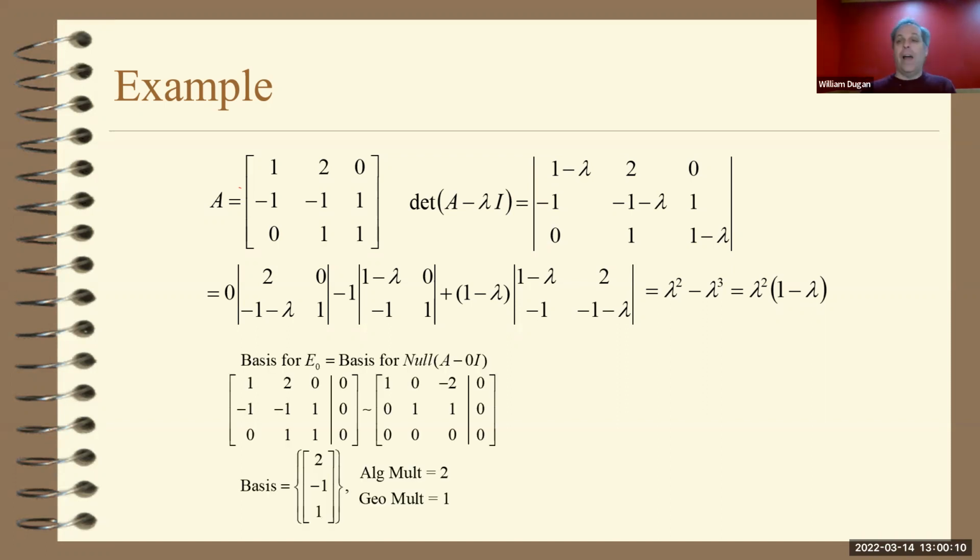So let's find a basis for E sub 0. E sub 0 is the null space of A minus 0 times I, so it's just the null space of A in this case. To find a basis for that, if you remember how to find the basis for the null space, you take the coefficient matrix, you adjoin it with 0, and you row reduce it.